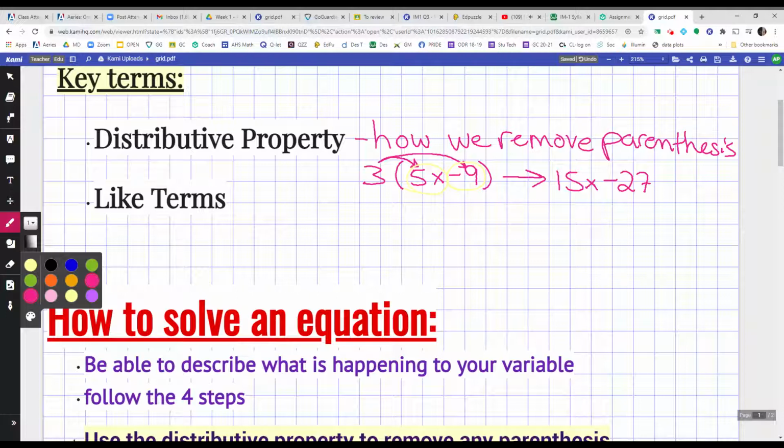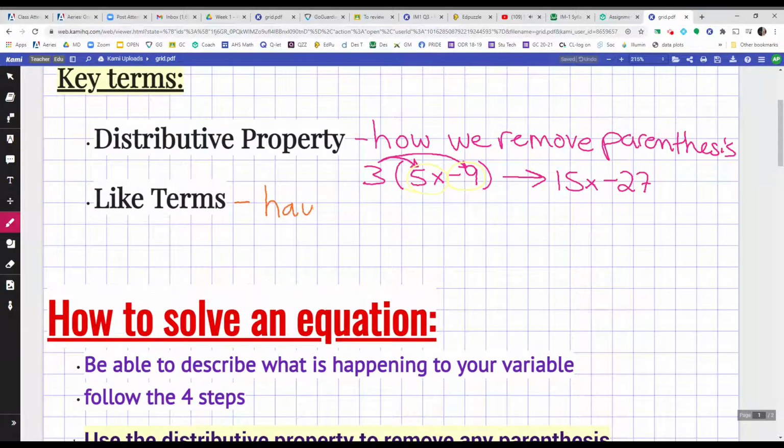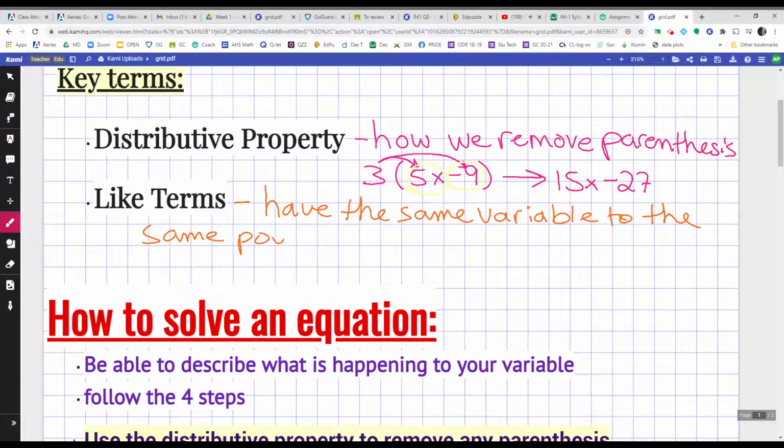The next one is like terms. Like terms are, they have the same variable, to the same power. In IM1, almost all of our variables will have the power of 1 or 0. So we're not going to be dealing with big powers.